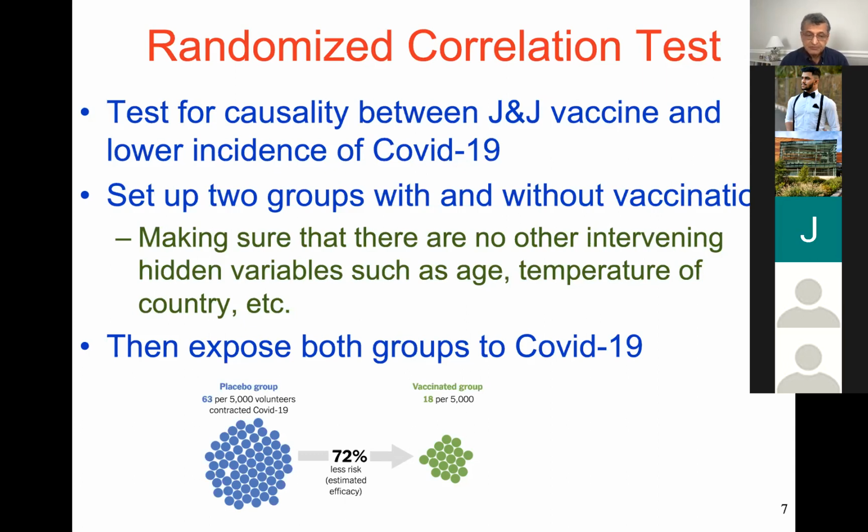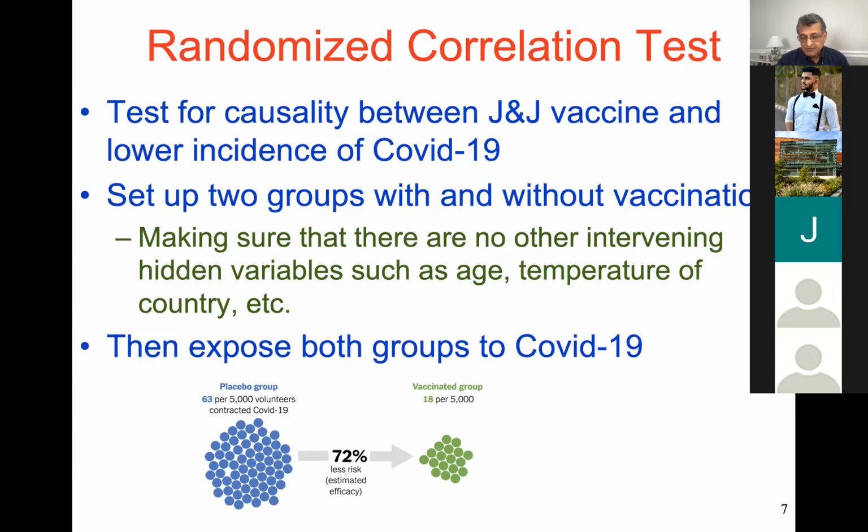These people went about their work, and they found that the placebo group, which did not have any vaccination, contracted COVID at 63 per 5,000 volunteers, as opposed to the vaccinated group, about 18 per 5,000. Taking 18 as a percentage of 63, that is a 72% lower risk by taking the vaccination. So that's a randomized controlled test.